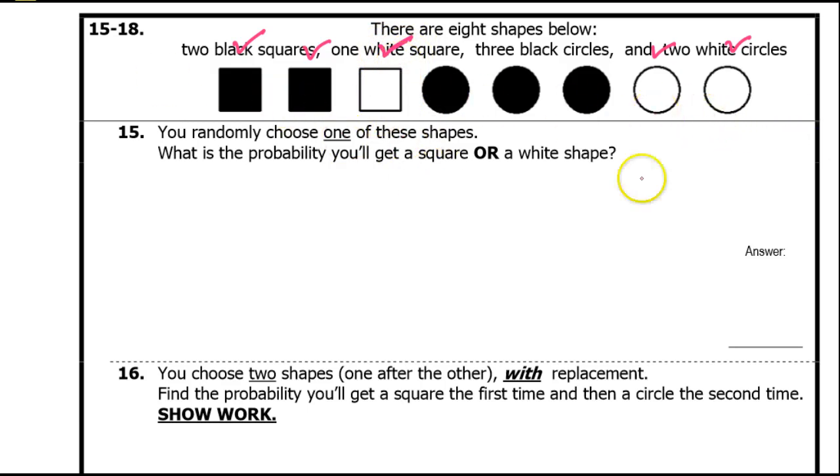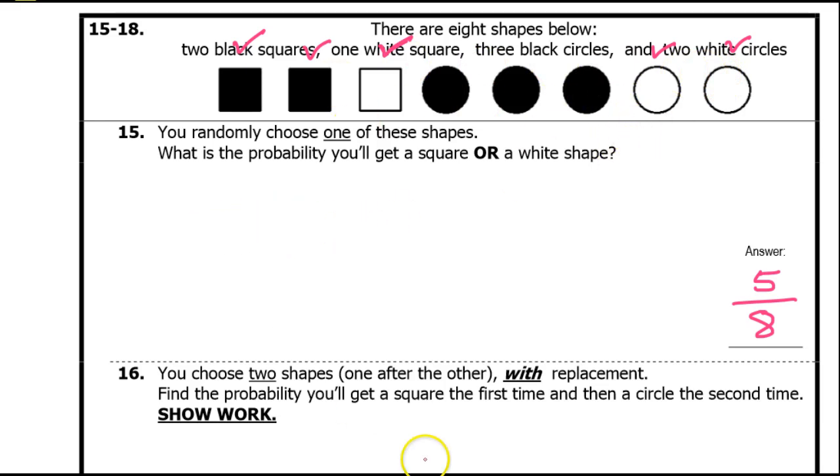So I've checked all of the shapes that are either square or white, and so the probability, target over total, we already know that the total is 8, so it's going to be something over 8. And how many shapes are square or white? There are 5 of them. So the probability will be 5 over 8. Again, or is all of both, so you just take all of the shapes that fall into either category, and there are 5 of those.